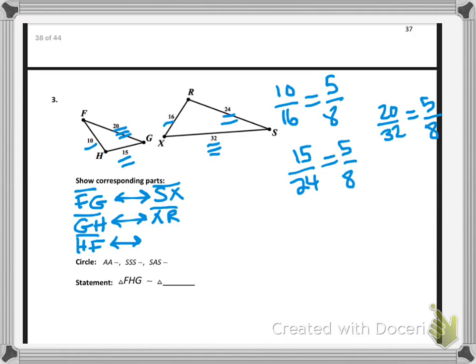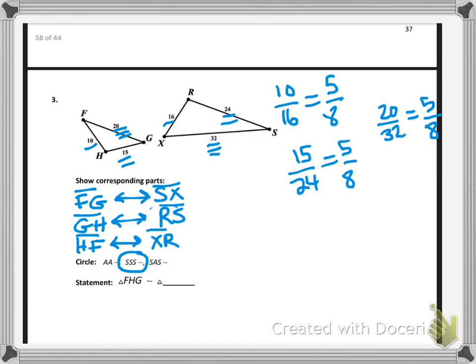corresponds with, let me make sure I get this right. Oops, did I do this wrong? I'm sorry. GH actually corresponds with RS. So let me just correct that. RS. And HF corresponds with XR. Okay, so I can say that these are similar using side-side-side similarity.